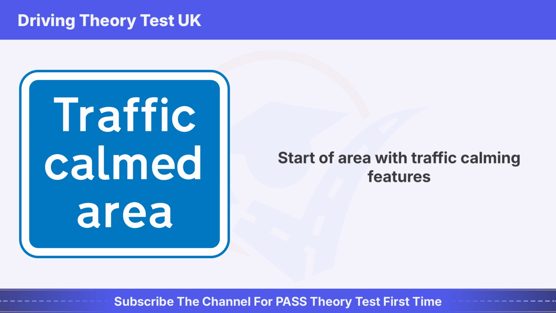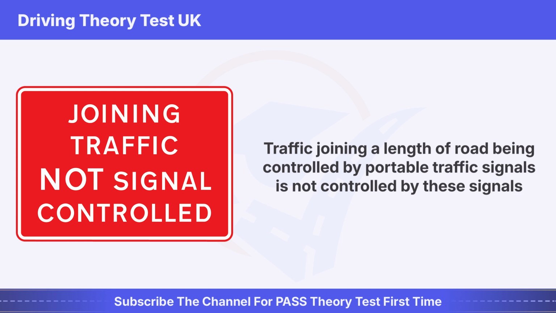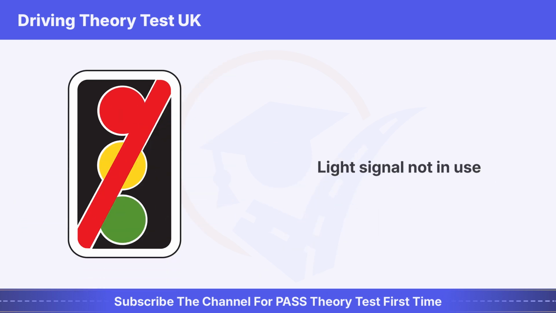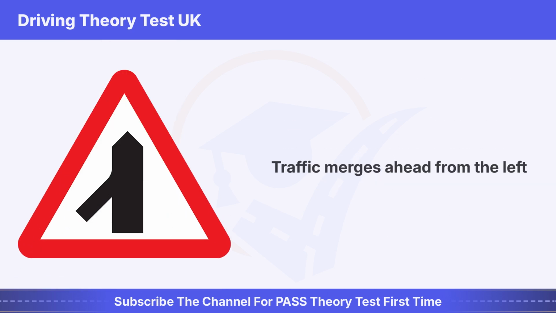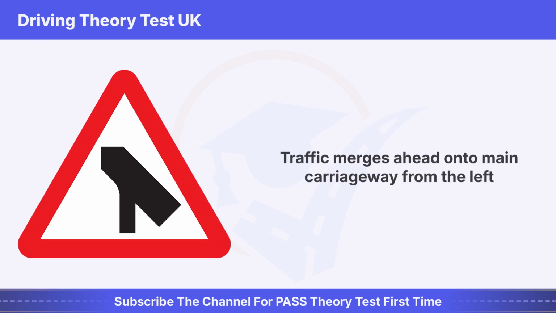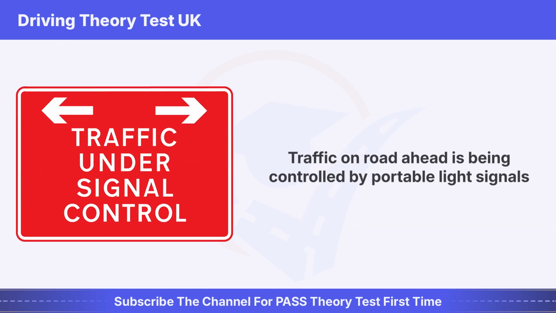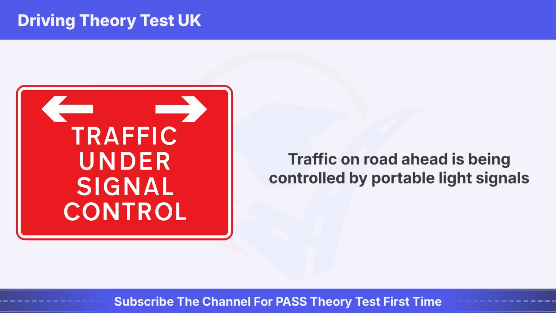Start of area with traffic calming features. Traffic joining a length of road being controlled by portable traffic signals is not controlled by these signals. Light signal not in use. Traffic merges ahead from the left. Traffic merges ahead onto main carriageway from the left. Traffic on road ahead is being controlled by portable light signals.